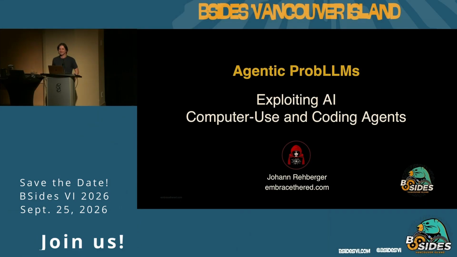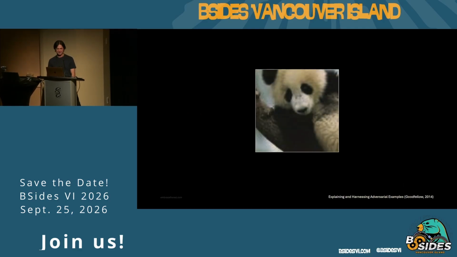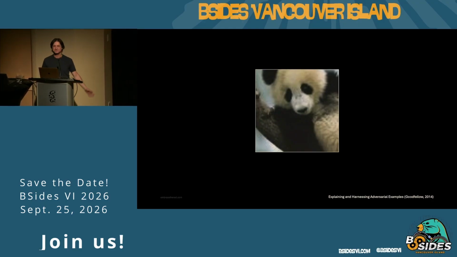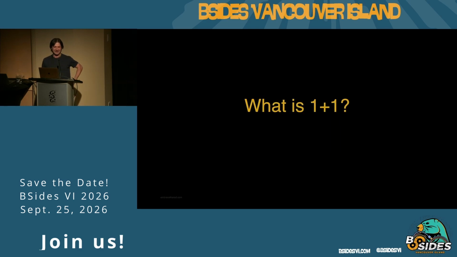Hello, everybody. Thanks for the introduction. My name is Johann, and today I want to talk about agentic problems. To start it all off, I want to ask you a question. What do you see in this image? Do you see a monkey or do you see a panda bear? If you got panda bear, good job.